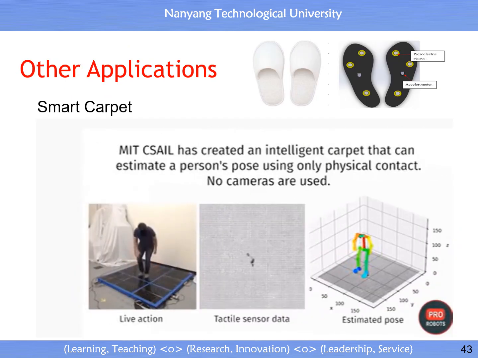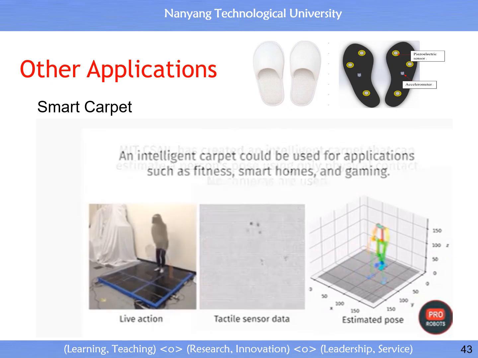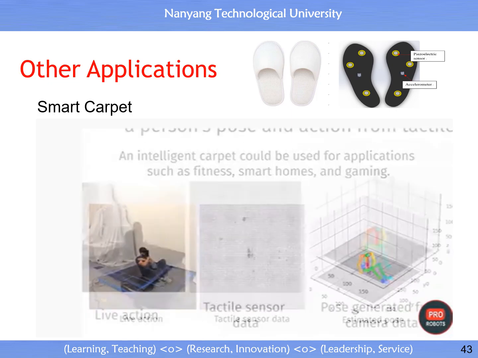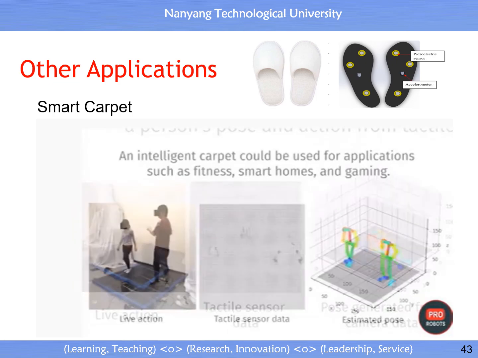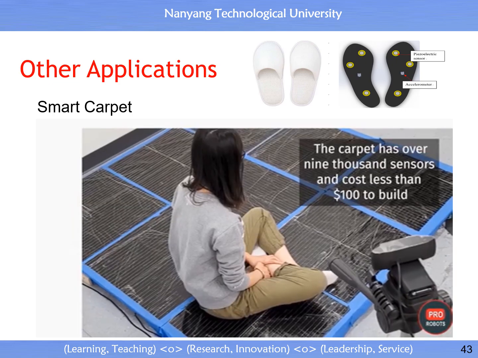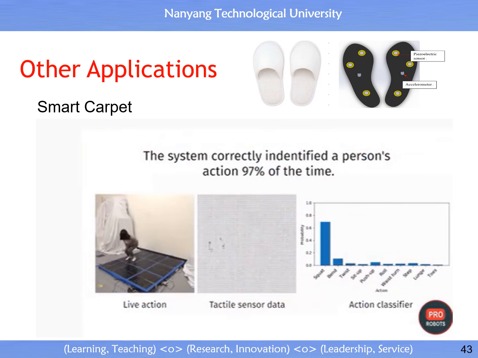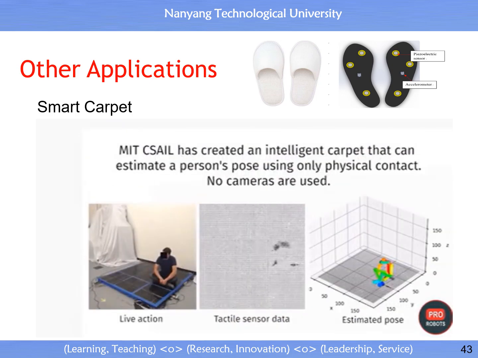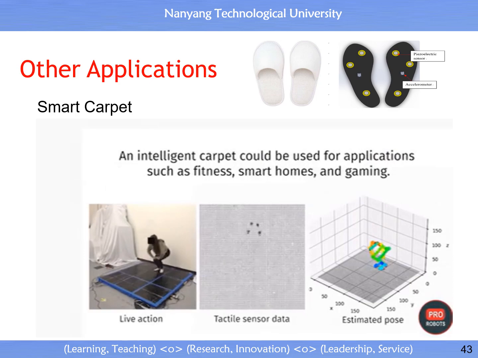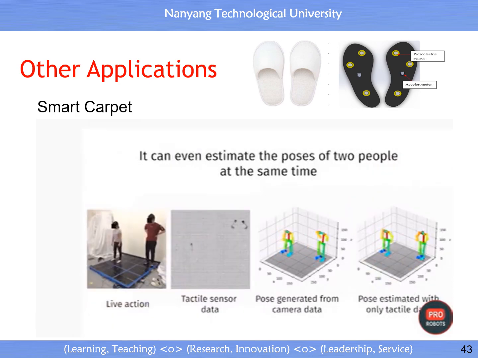Researchers at MIT's Computer Science and Artificial Intelligence Laboratory have developed a smart carpet capable of tracking human actions. The device's tactile sensors are capable of evaluating people's postures without using visual images from cameras. It's enough for a person to stand or sit on the carpet and perform an action, and the neural network with deep learning determines what exactly the person did.